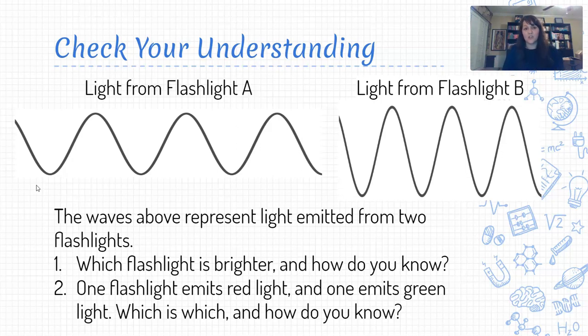Second, one flashlight emits red light, one emits green light. Which one is which? Now, red light has a lower frequency and a longer wavelength than green light does, because red is at the lowest end and then up to blue is the highest frequency, shortest wavelength. So that tells me that flashlight A must be my red light because it has a longer wavelength and a lower frequency than flashlight B. So flashlight A is my red light, flashlight B is my green light.